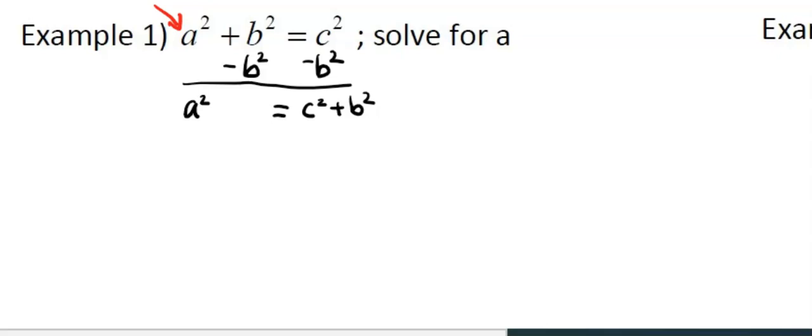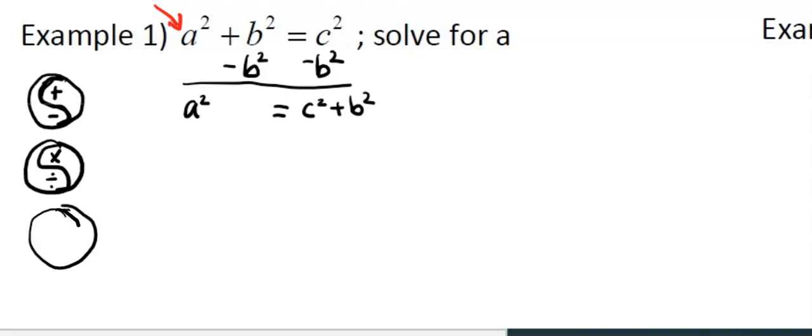In the past, I've told students to think of a yin and a yang symbol: the opposite of addition would be subtraction, and the opposite of multiplication would be division. The opposite of squaring a number would be taking the square root of the number. Since a is squared, we can undo that squaring by taking the square root.